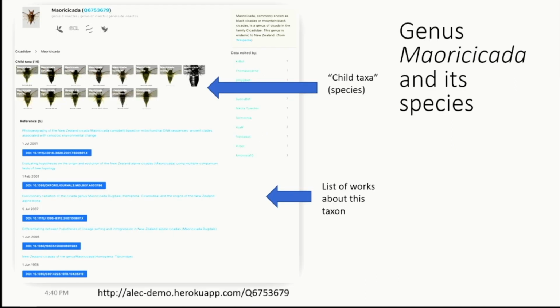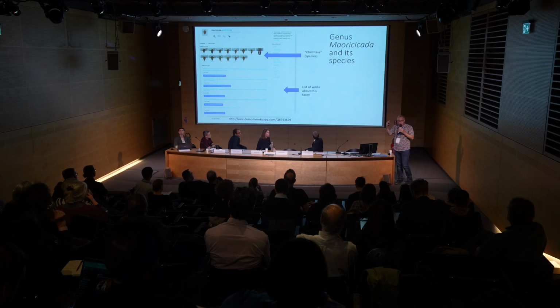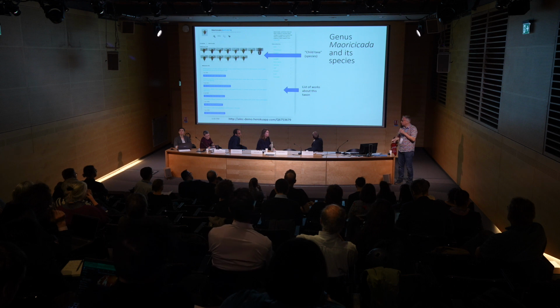And finally, since we're interested in biodiversity, this is a view of a New Zealand cicada species. There's a whole bunch of different species there. And again, being Wikidata, these are publications about those species. So Wikidata is a wonderful playground of interconnection. You can see all the connections between these different things.